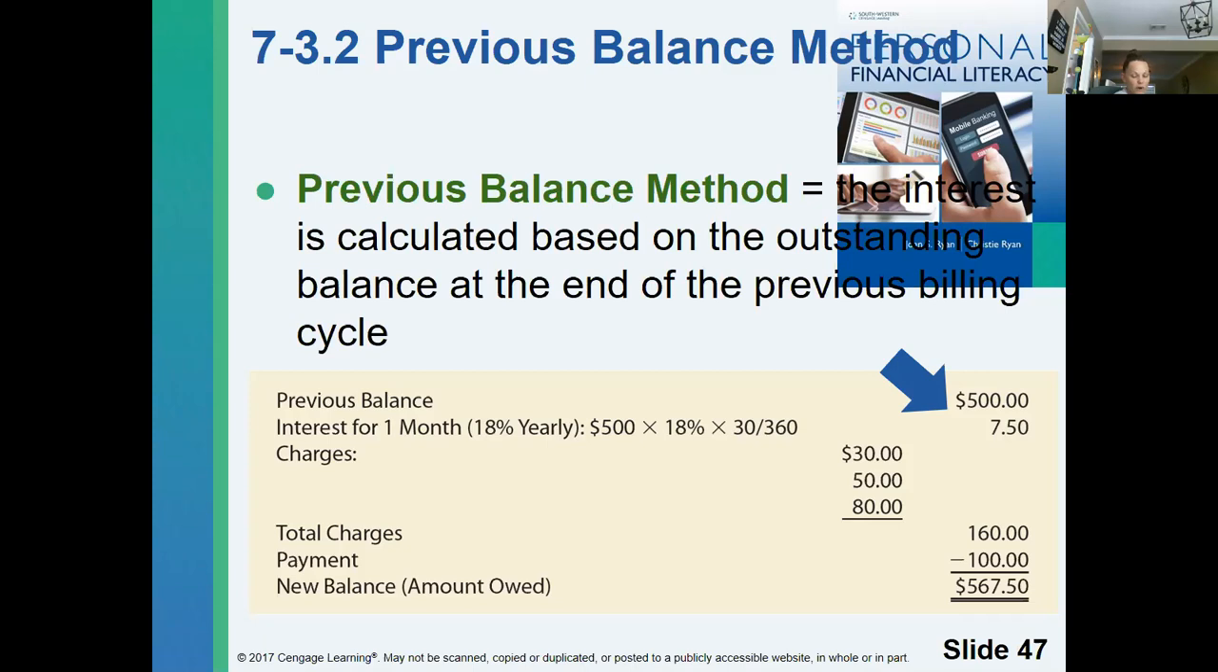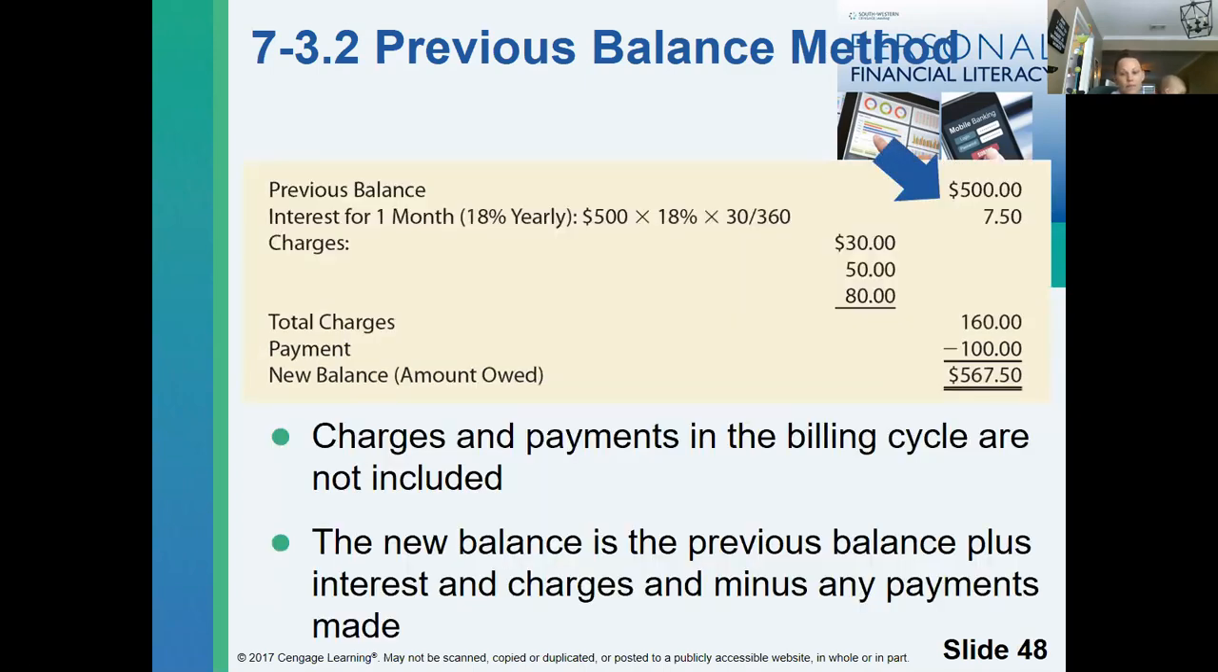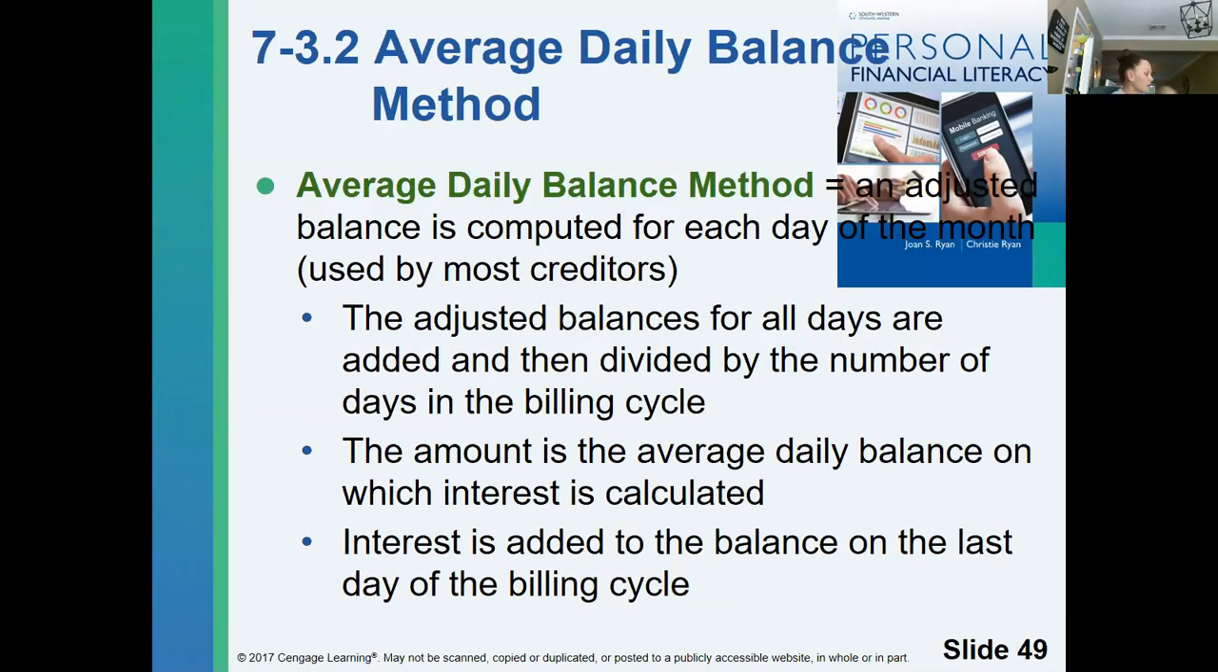You still bought stuff worth $160. You still made a $100 payment. So here, interest is $7.50. In this case, it's a little bit less than it was in the last example. And that's not always the case. The last example could have been less if the payment was more. So it does vary. They all have their pros and cons. So again, charges and payments in the billing cycle are not included. And the new balance is the previous balance plus interest and charges minus any payments.